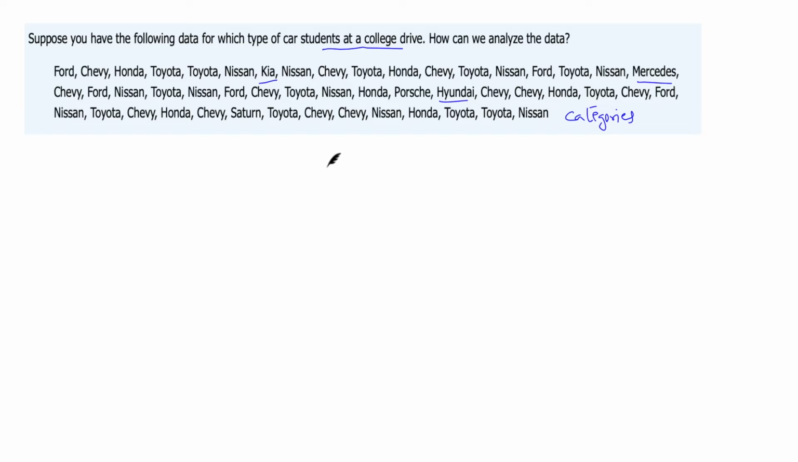In this scenario, we just count how many of each type of car there are and say that we have another category for these cars, that's others. That's it. That's all you need to do. And then we need to come up with a table. I've already done the work for you. The table would look something like this.